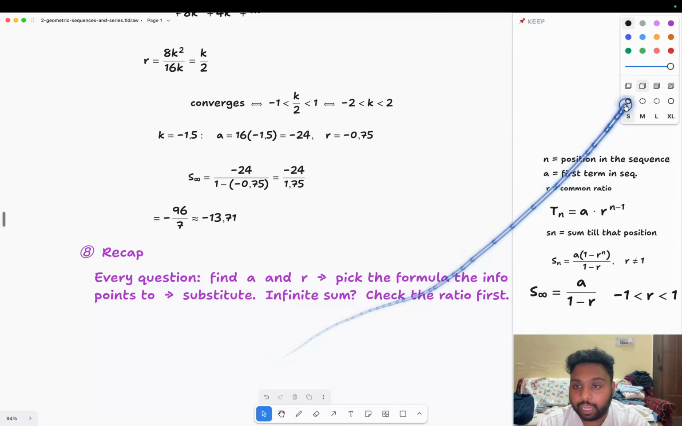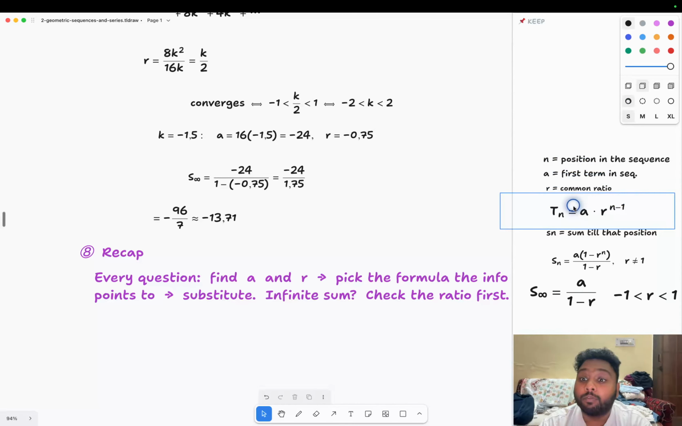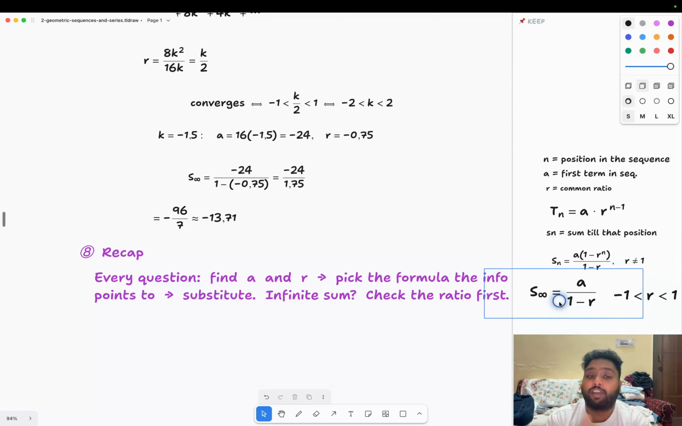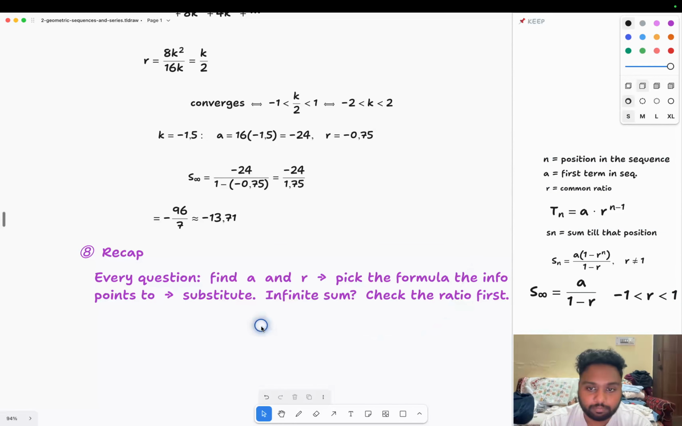Now we can do a small recap. What is our general formula for any given term at any given position in a geometric sequence? It was T of n: the first term multiplied by the common ratio raised to the power of n minus 1. What is my formula for summing up this series? And what is the formula when r is from -1 to 1 and an infinite sum exists? These are all the formulas that we derived and will be useful for us in the exam.